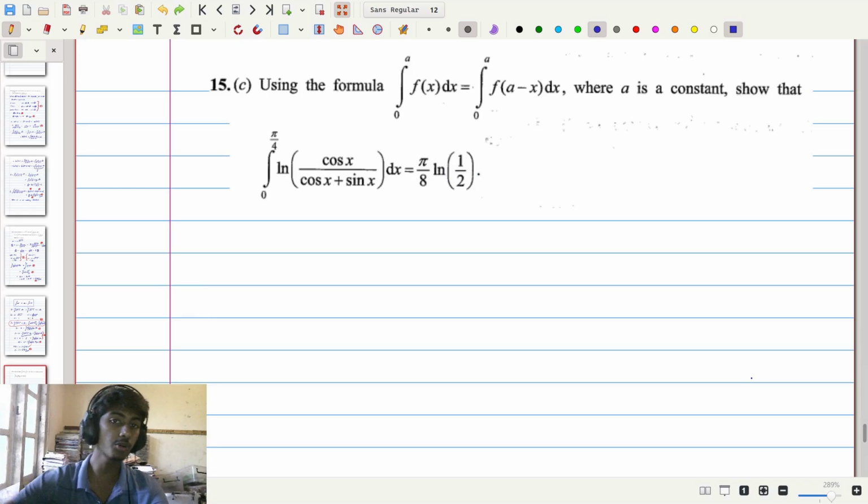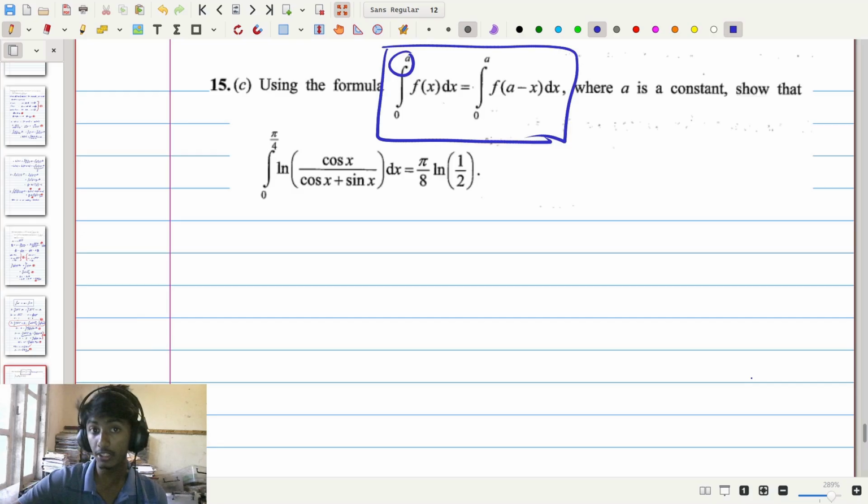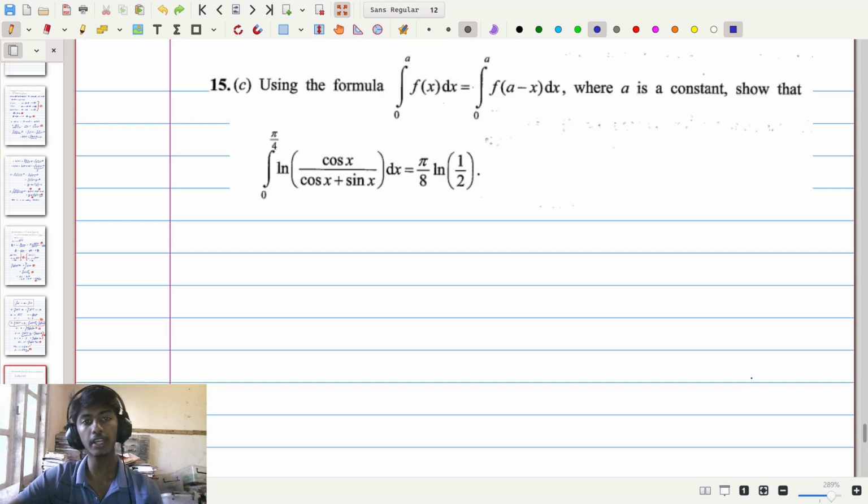Now for this, what we will do is use the identity here stating that for any constant a, if we integrate from 0 up to a valid integrable function f of x, that integral is equal to the value of the integral from 0 up to a of, instead of f of x, f of a minus x with respect to x. Now in this particular case, applying that, we can see we're asked to solve the integral from 0 up to pi by 4 of this function right here.